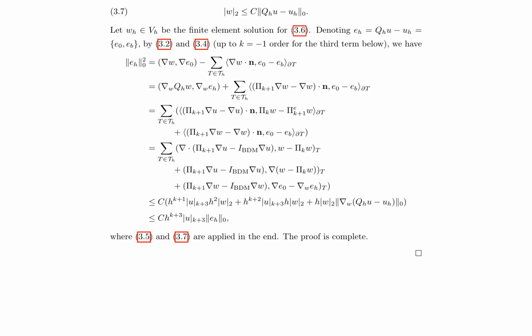This estimate demonstrates the optimal convergence rate for the mixed finite element method, highlighting the accuracy and efficiency of the approach for solving second-order elliptic problems.